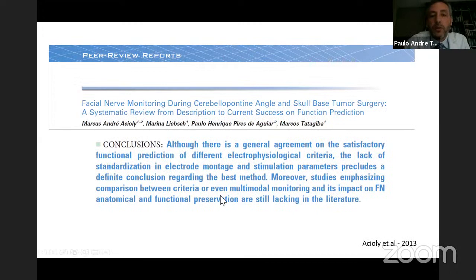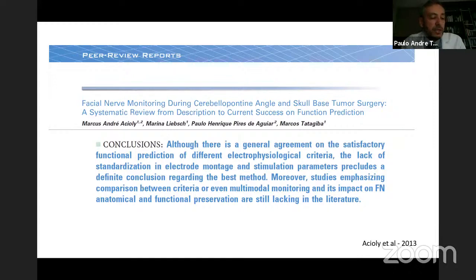Another group of Brazilian guys, together with some guys from Germany, did a systematic review of facial nerve monitoring. And they stated that there are a lot of things that must be improved.